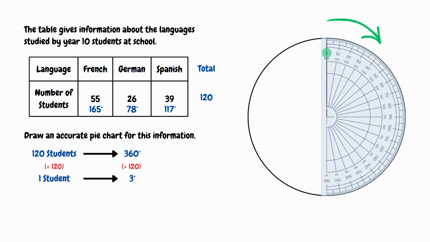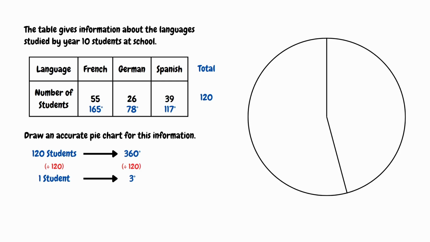So we said for French, we need an angle of 165 degrees. So going around the outside of the protractor, we can mark that between 160 and 170. So that line would go here. So that would be my sector for French. So I need to make sure to label it. And then we repeat the process.